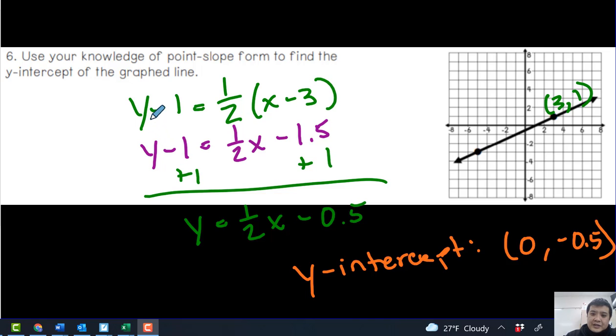What you should have found is that the slope was 1/2, and y minus 1 equals 1/2 x minus 3 turns into y equals 1/2 x minus 0.5, which gets us a y-intercept of 0, negative 0.5.